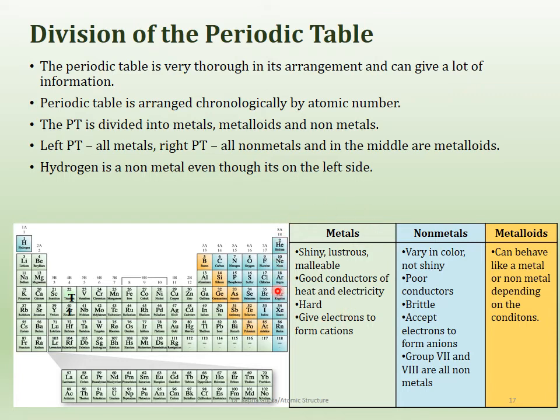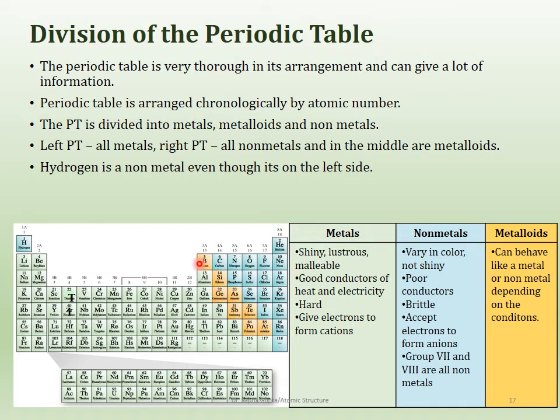The properties of metals are that they are shiny, they're malleable, they're good conductors of heat and electricity, they're really hard, and they can give electrons to form cations. We will learn about this later in the chapter also. Non-metals vary in color, they're not really shiny, they don't conduct heat or electricity very well, and they accept electrons. And so this is the main difference between metals and non-metals. Group 7 and 8, these two over here, are completely non-metals. Metalloids are in the middle. As I said, they can behave either way.